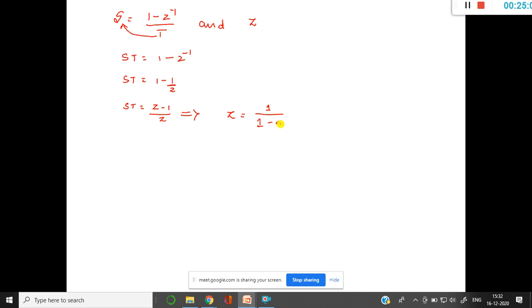So in the s domain, replace this by T, and what about z? That is, s into T equals 1 minus z inverse, right? If you transfer this T over to the left hand side, s into T equals 1 minus 1 by z, and s into T equals z minus 1 by z. So if you solve this for z, we are going to get z equal to 1 divided by 1 minus s into T.